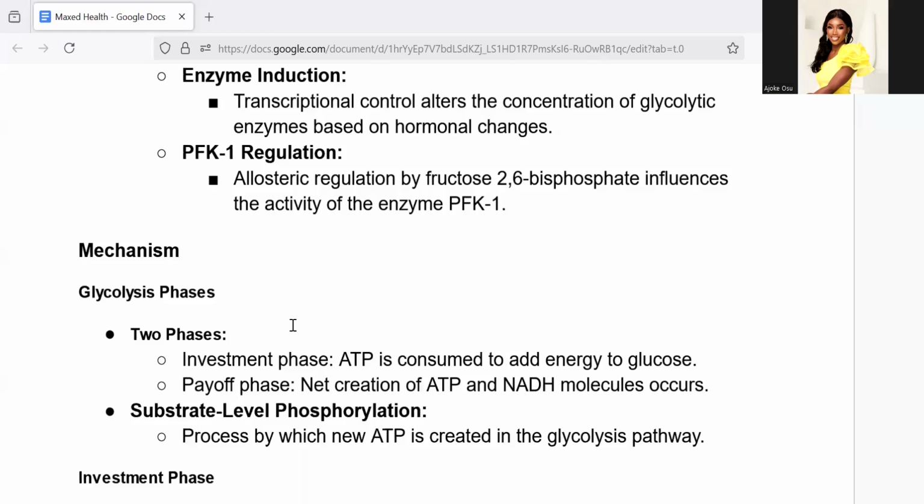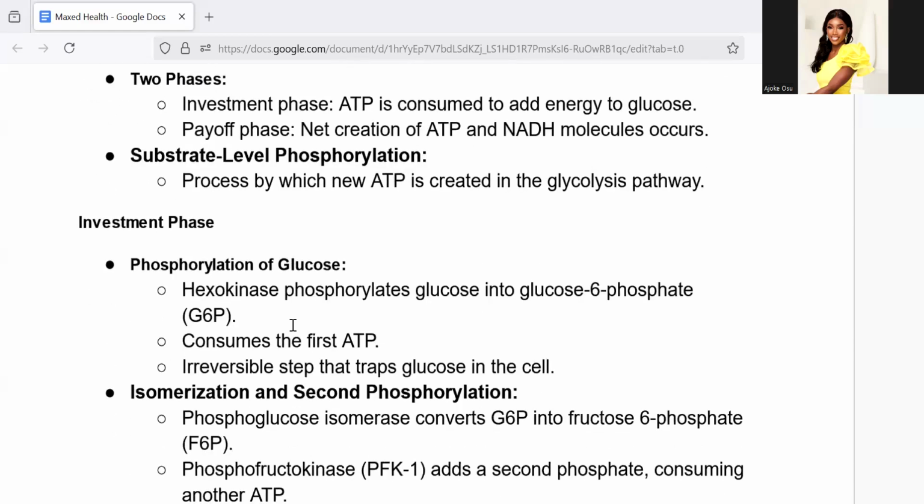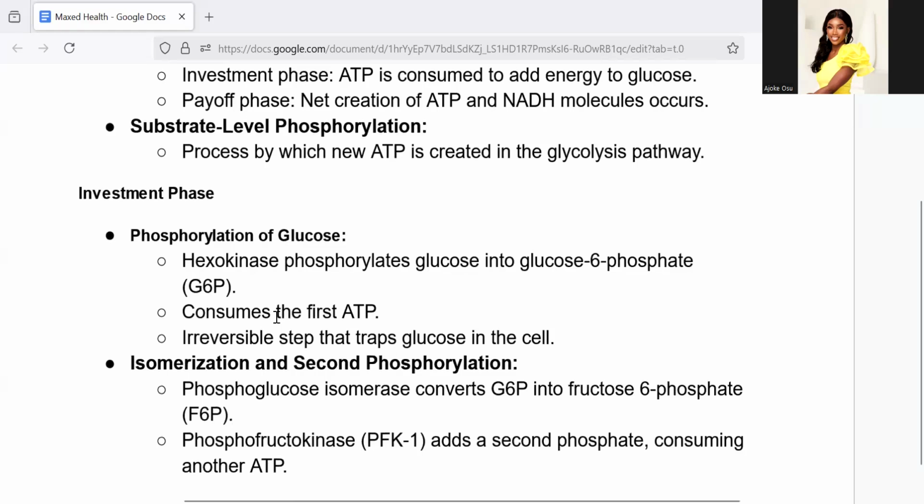So what happens in the investment phase? In this phase, there are 2 phosphates added to glucose. Glycolysis begins with hexokinase phosphorylating glucose into glucose 6-phosphate. This step is the first transfer of a phosphate group and where the consumption of the first ATP takes place. Also, it is an irreversible step. This phosphorylation traps the glucose molecule in the cell because it cannot readily pass the cell membrane.